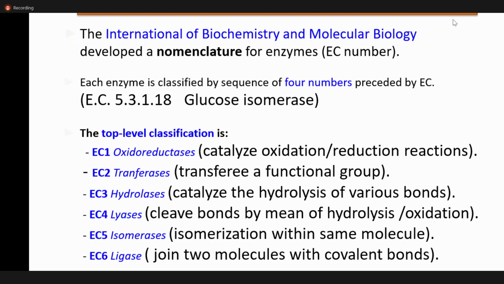Here we can identify the catalysis of oxidation and reduction, the redox reactions. This takes place in oxidoreductases, and transferases, hydrolases, lyases, isomerases, and ligases. All of these have the suffix -ase. Ligases join two molecules in a covalent bond.